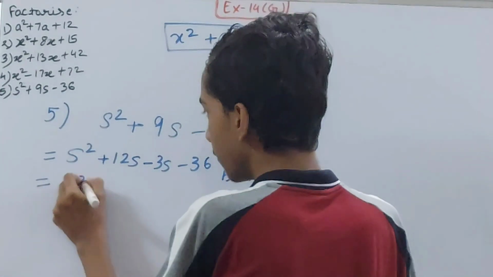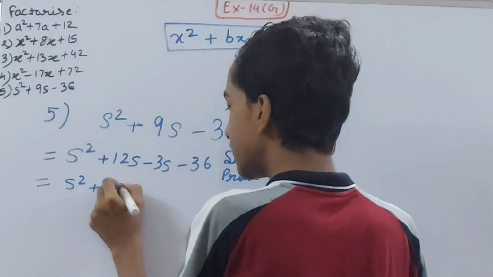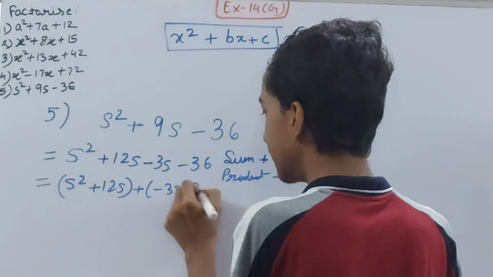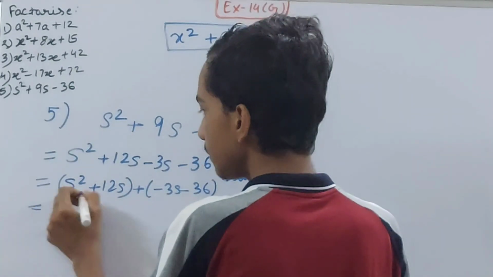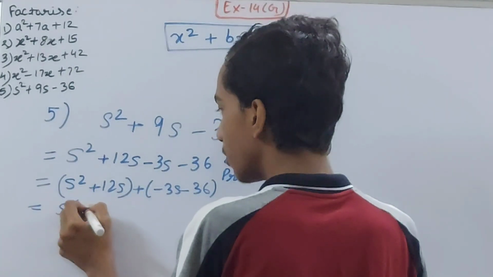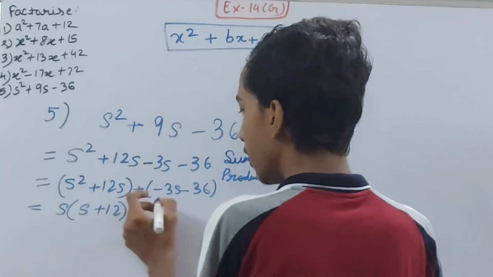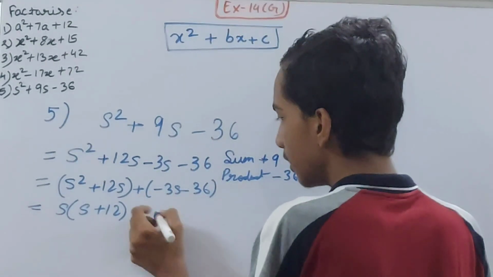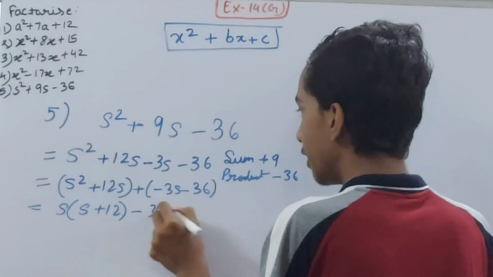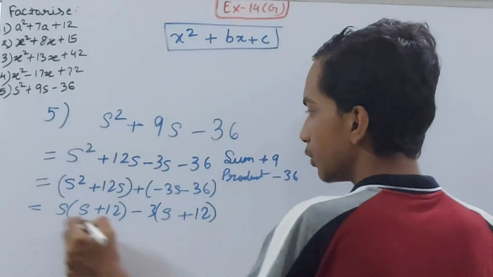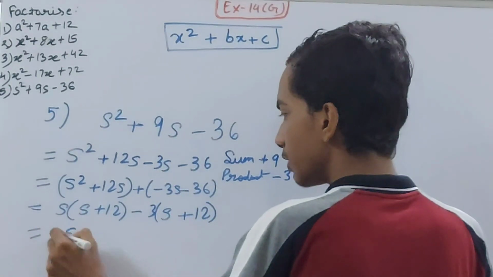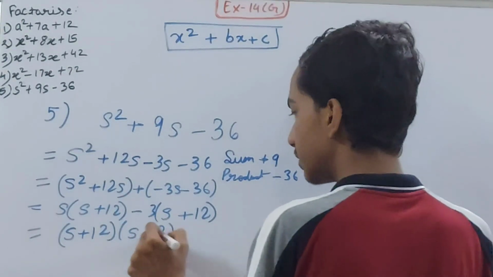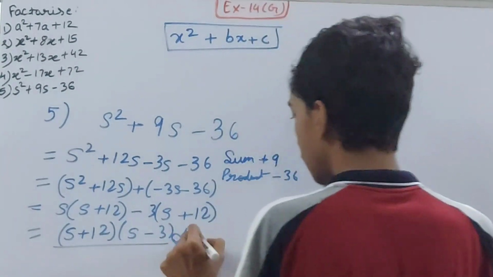Just group this. First group s square plus 12s and another group minus 3s minus 36. Okay. What can you take common here? You can take s common here. You will be left with s plus 12. From here you can take minus 3 outside the bracket. You will be left with s plus 12. So you group this. S plus 12 you can take common from both the brackets, and in another bracket you will have s minus 3. This is what? This is your answer.